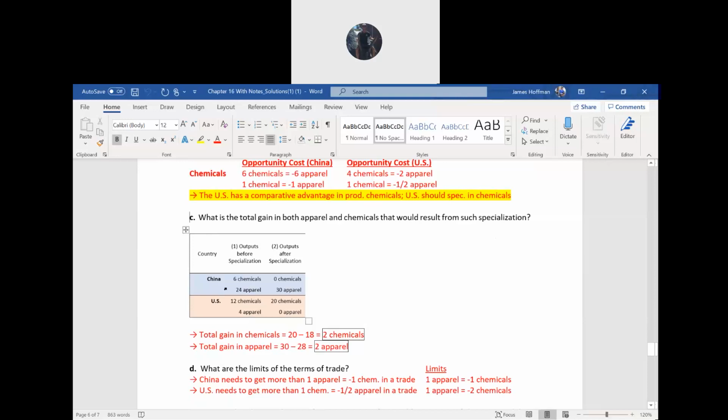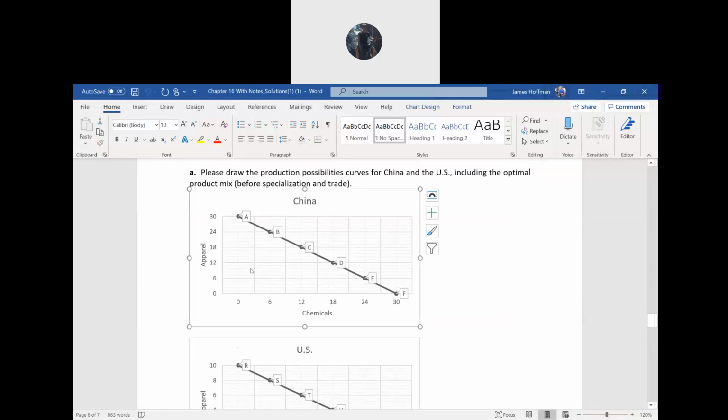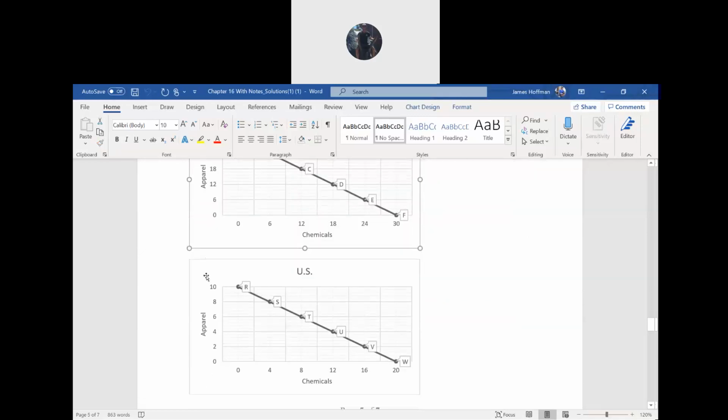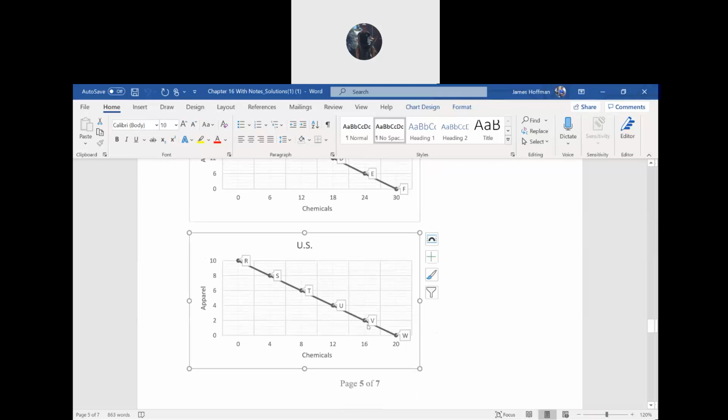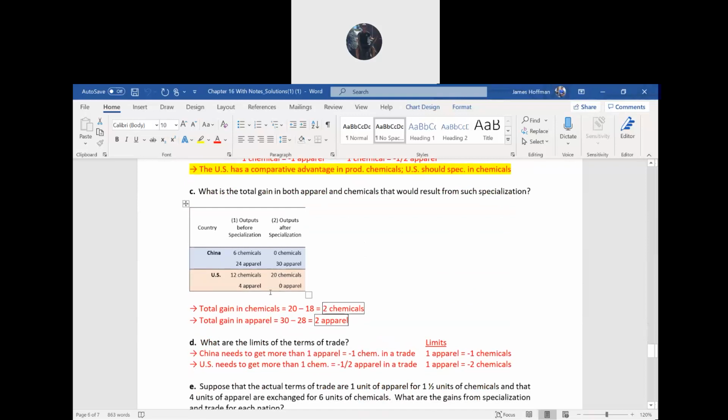Then they specialize. So China specializes in apparel, which means they're going to produce all the apparel they can, which is 30. And the US is going to specialize in producing chemicals. They're going to produce all the chemicals they can, which is 20. So you see that? Specialization, all apparel 30 and 0 chemicals, and specialization, all chemicals 20 and 0.